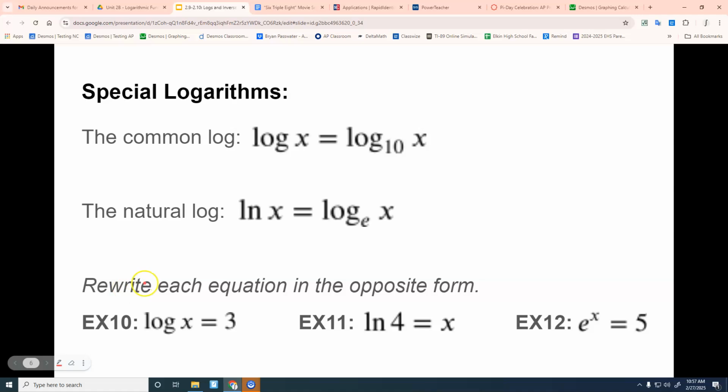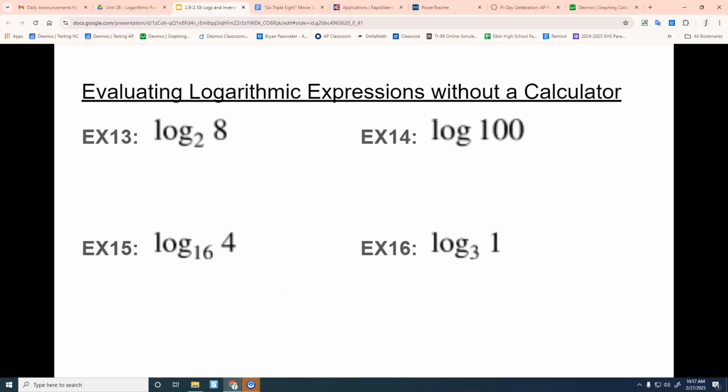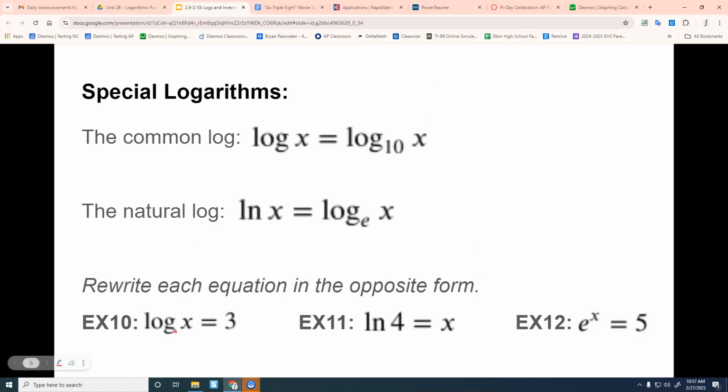So if we have to rewrite each equation here in the opposite form, these can be just a little bit trickier because they don't have the base shown for them. So what I like to do is I like to go over here and just write it in. The base on that is 10.